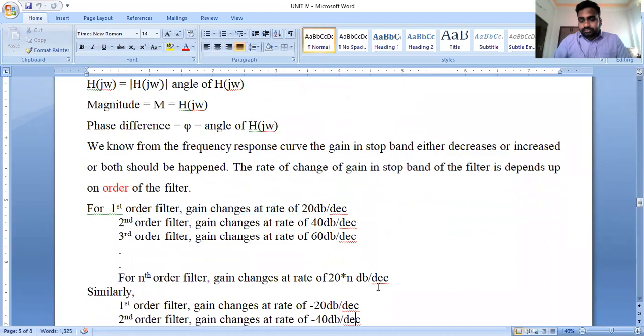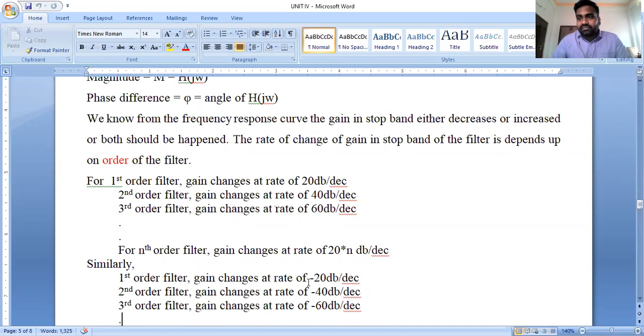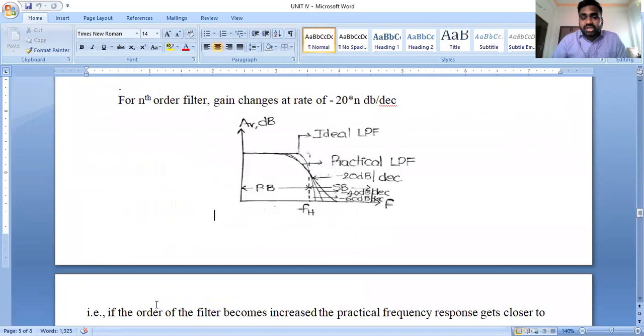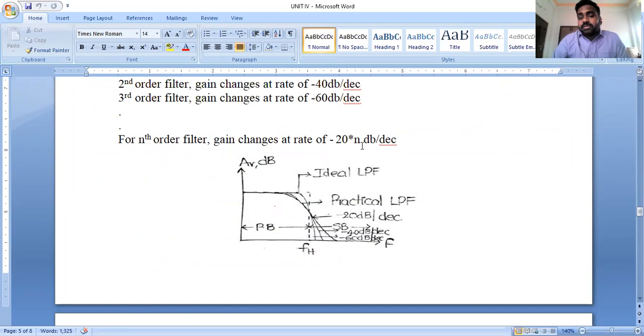For a first order filter, the gain is reduced. Similarly, going to lower orders, the gain again reduces by 20 decibels for first order. At second order, the gain drops by 40 decibels per decade. At third order, the gain drops by minus 60. For nth order, the gain again drops by minus 20 times n decibels per decade.